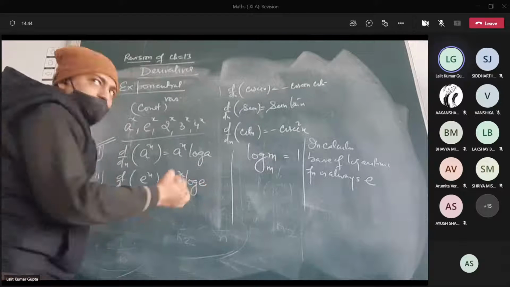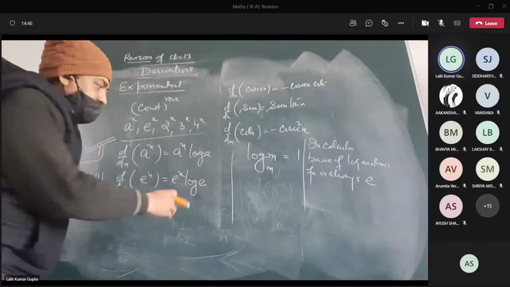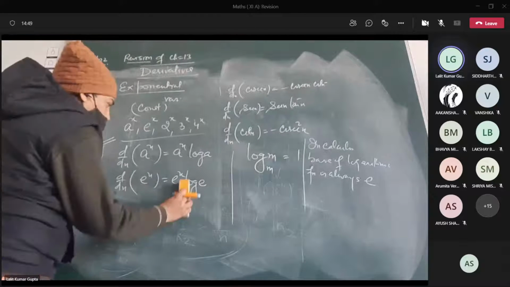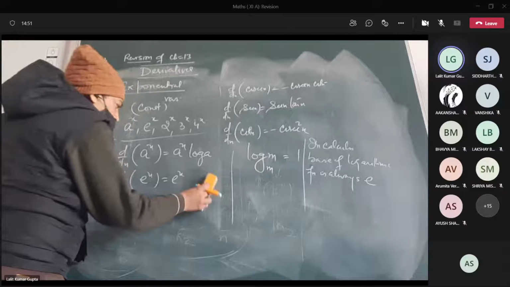Angle and base are same, so the value of this log is what, 1. So we don't write this, so directly we put the derivative of e raised to the power x as e raised to the power x.